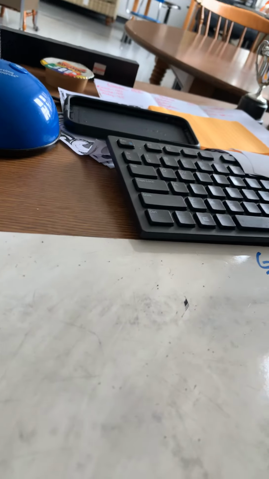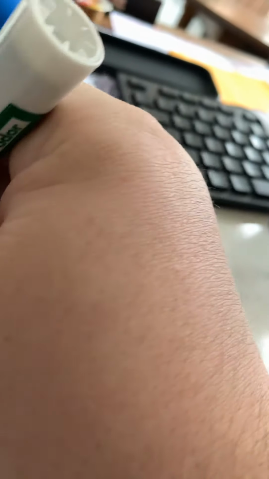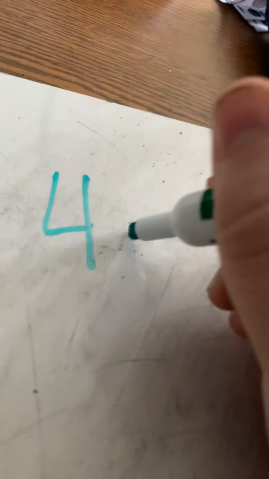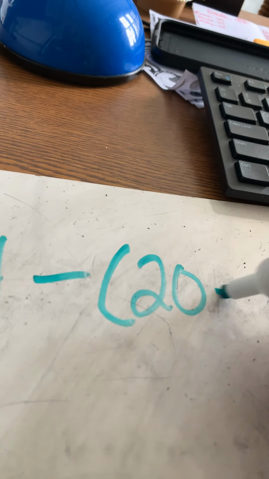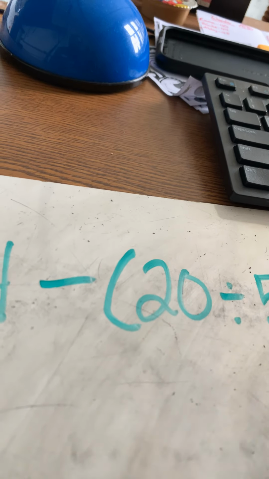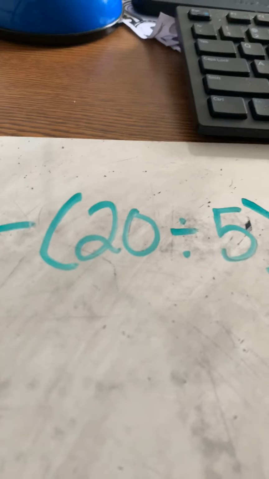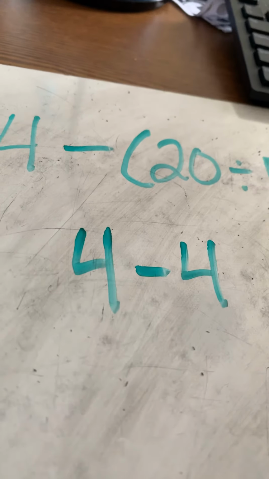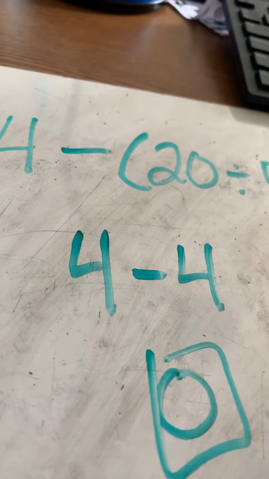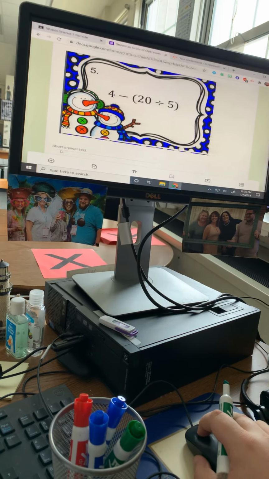Number 5, pretty easy. So I have 4 minus, parentheses, 20 divided by 5. I still have to get rid of this parentheses, so I'm going to bring down my 4 minus. 20 divided by 5 is 4. Now 4 minus 4 is 0. So for number 5, you're going to write on this blank 0.